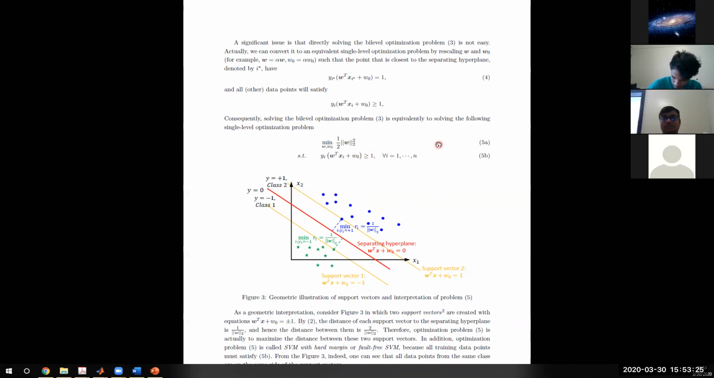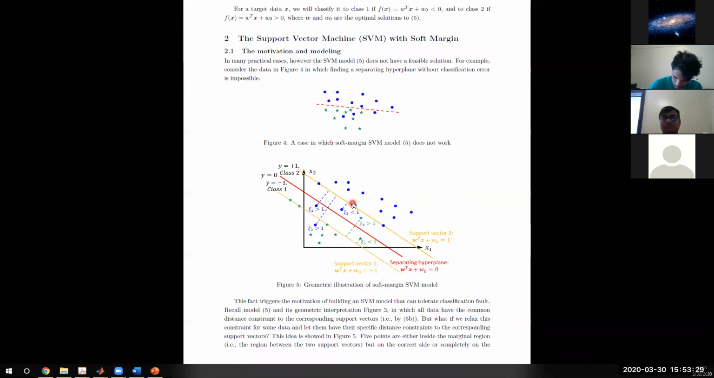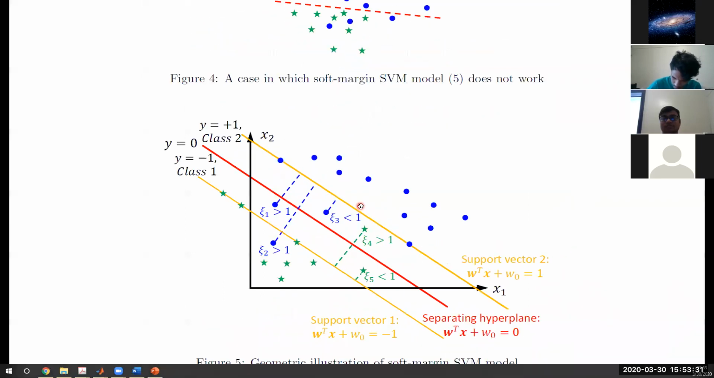Okay. So I have a question here. Why don't we consider support vector 2 as a vector that passes through x3? What is the reason? Okay, I know what you mean. Here I just show you an example. This is possible, and in this specific case, yes, you can do this.